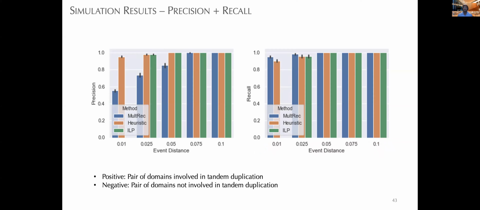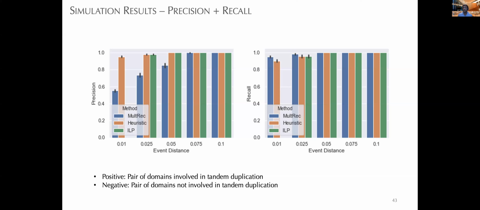So we tested the accuracy of 3 different methods on identifying tandem duplications in our simulations. The ILP and our heuristic, represented by green and orange bars, are the two solutions that we have to our tandem duplication reconciliation problem. The blue bar is for a method called multirec, which solves a segmental duplication problem. And here again, it's trying to find groups of duplication nodes, but without using the position information that we use.